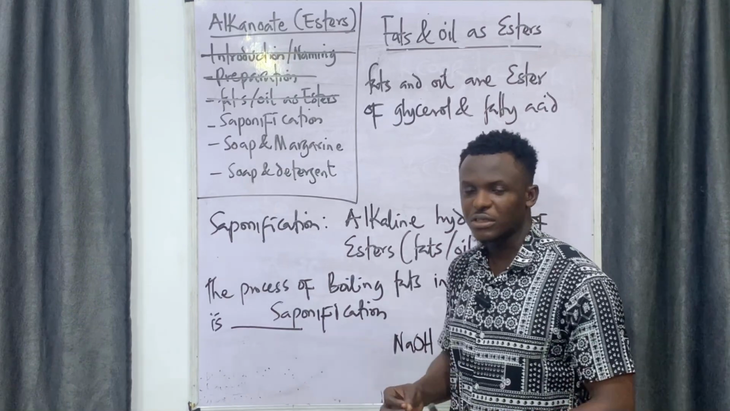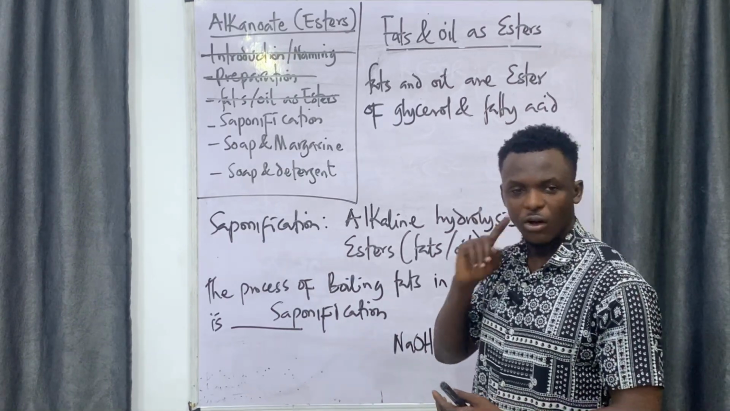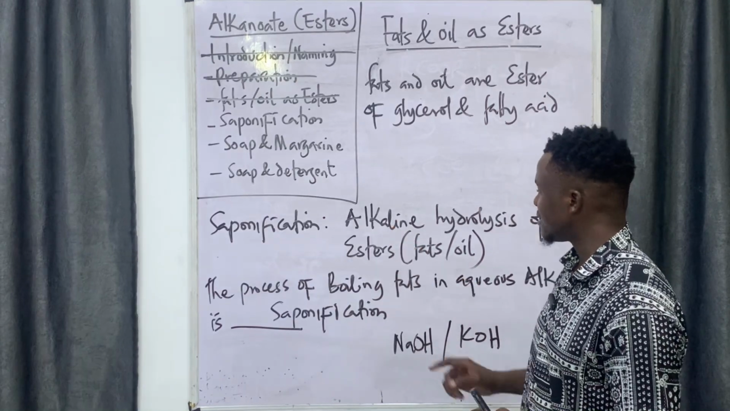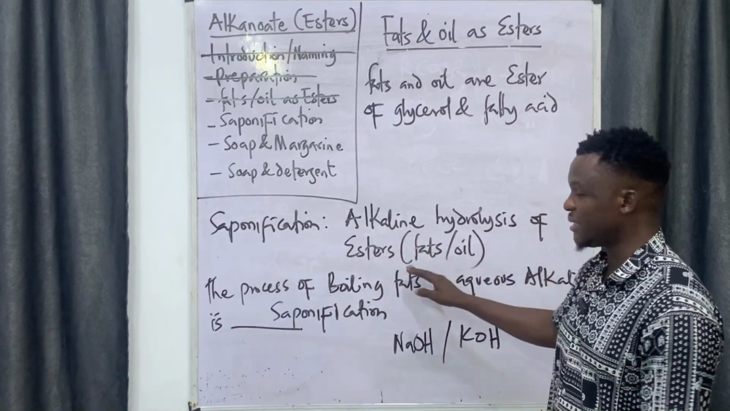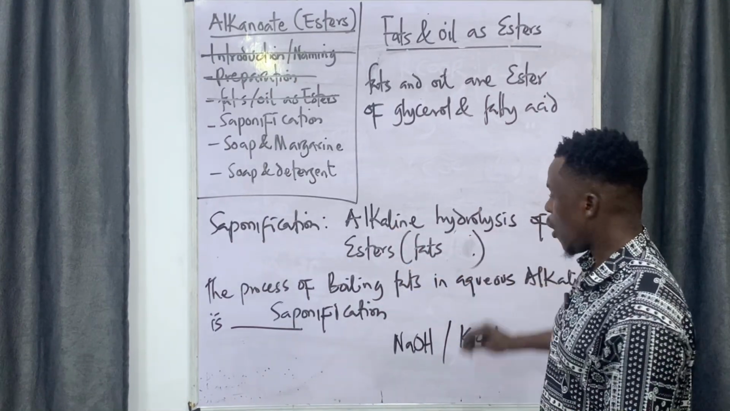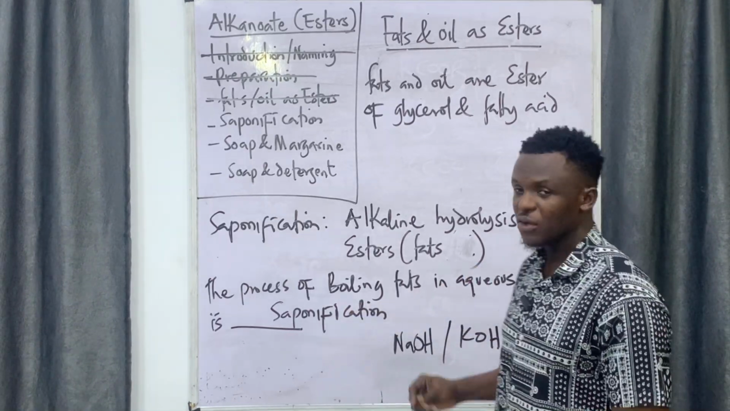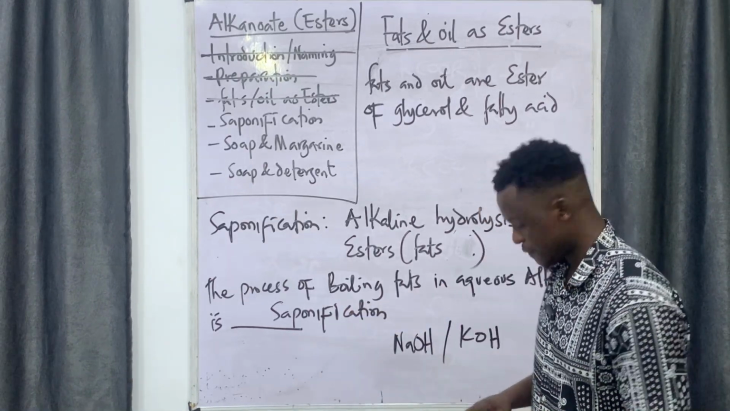So saponification is basically the process of soap production, which can be defined in either of these two ways. It's either defined as the alkaline hydrolysis of esters or the process of boiling fats in aqueous alkali. So take note of these two definitions.